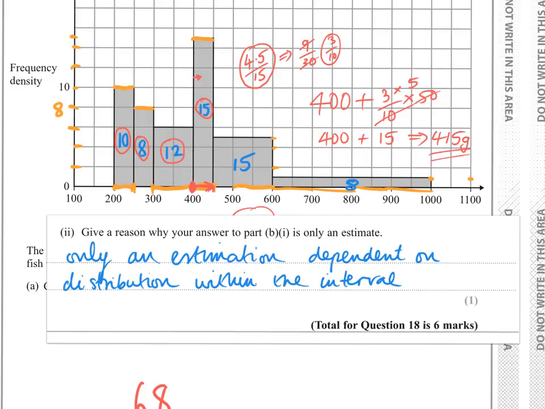And I've put that here. I've said only an estimation because it's dependent on the distribution within that particular interval. So we don't know this information exactly, we've had to put it into class intervals. So I hope that makes some sense to you.